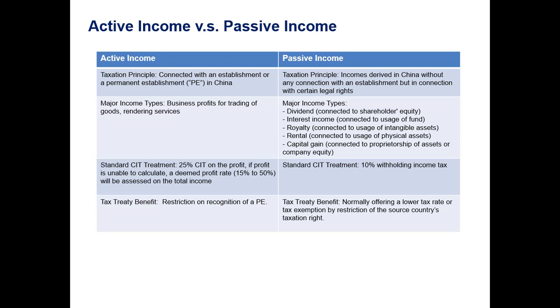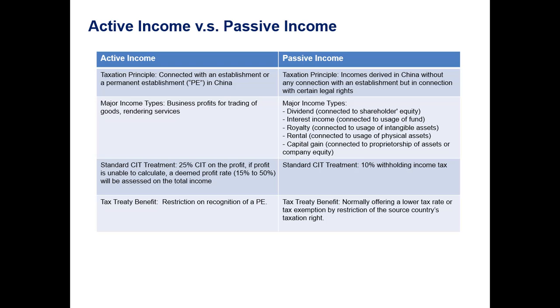Dividend has close connection with the shareholders' equity in a company in China. Interest income has close connection with loans or usage of funds. Royalty has connection with usage of intangible assets, and rental has connection with usage of physical assets, including equipment, real estate, and other physical assets. Capital gain has a connection with the proprietorship of assets and company equities. When you transfer assets or equity to another company or individual, you will get some capital gains.